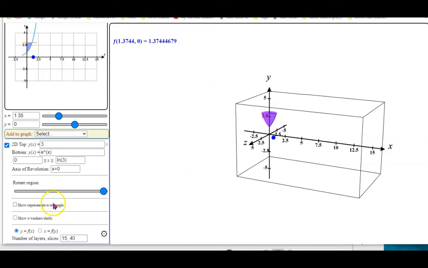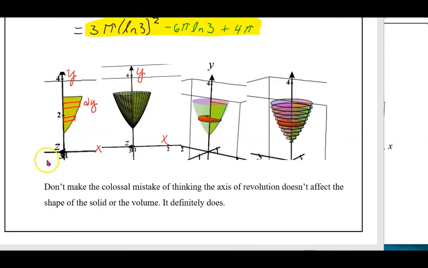Calc Plot 3D does not yet have the ability to put in the functions as functions of y. You'll have to convert them into functions of x instead. But this isn't too difficult. Let's look back at our regions again so we can know what they look like. We have the horizontal line y equals 3 on top and the curve e to the x on the bottom. We're going to go from x equals 0 to whatever that point is there. We know that's when e to the x equals 3.